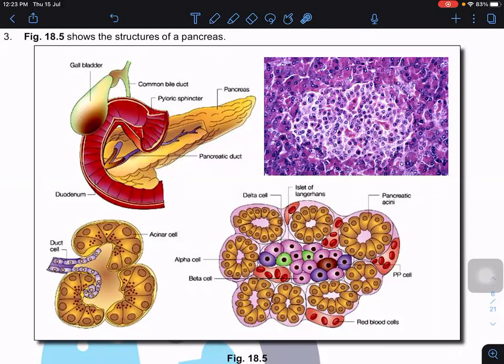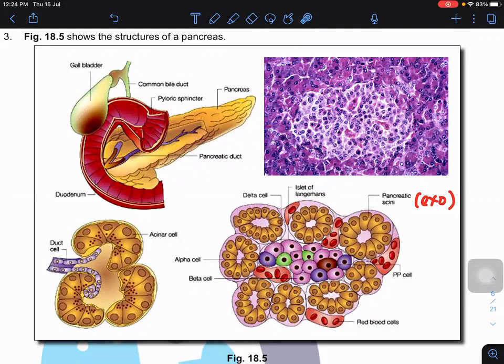Therefore, about 90% of the mass of the pancreas consists of this acini. Are you clear? So acini function as exocrine glands. Surrounded by these acini, you can see that we have a patch of cells. This patch of cells is known as the islets of Langerhans. These islets of Langerhans consist of 4 different types of cells.